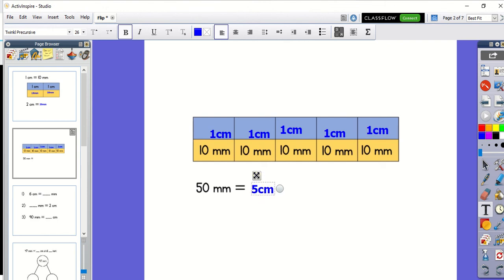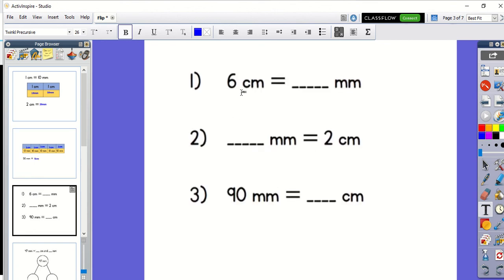Okay. So now that we've had a little practice, now that you've seen how it's done, see if you can figure out the answer to these 3 questions.